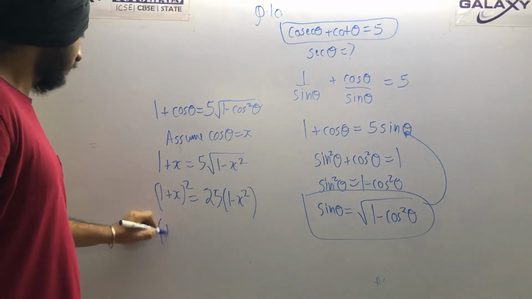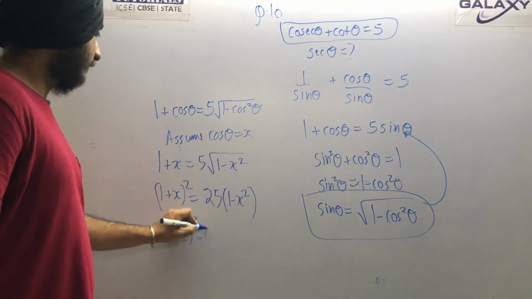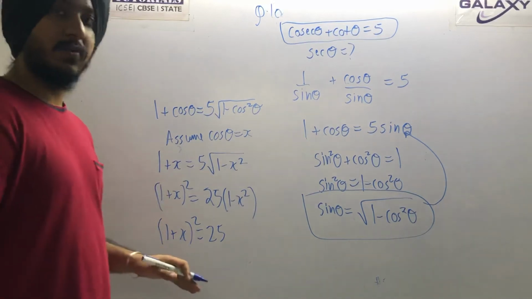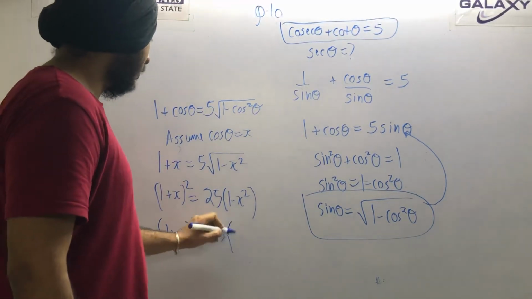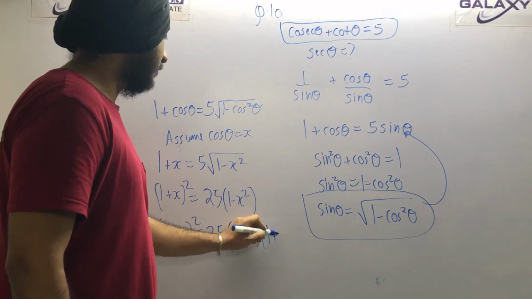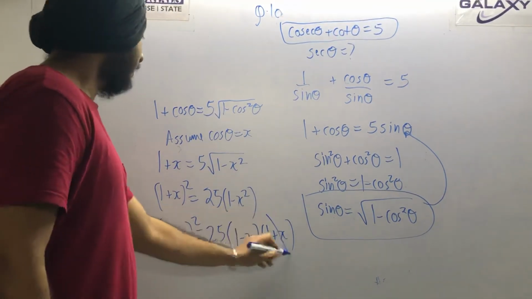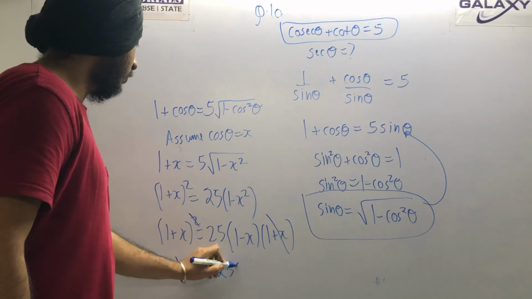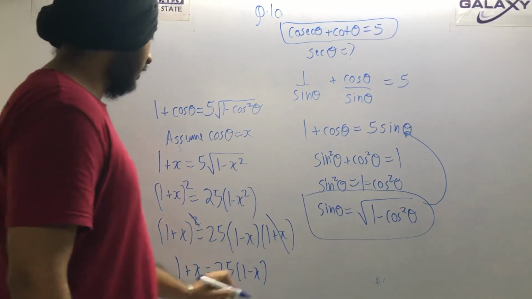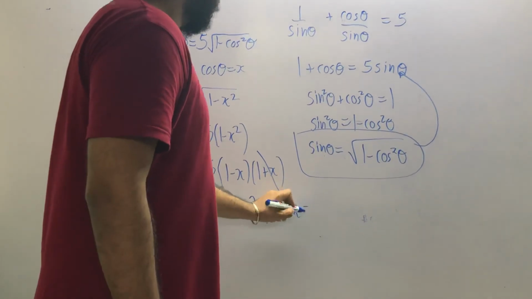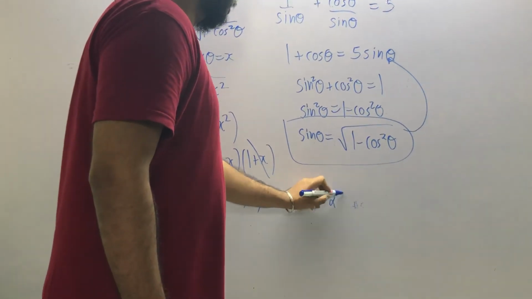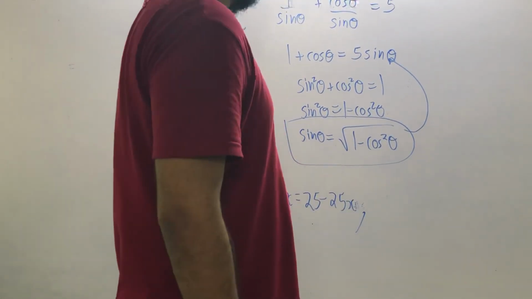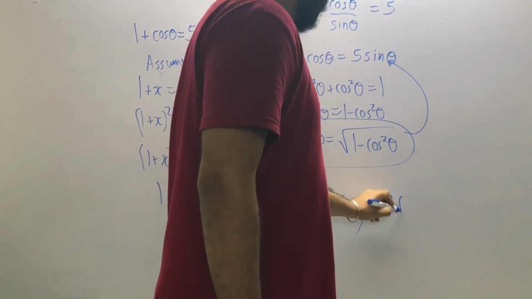Now this one, a square minus b square, 1 minus x square, you can write 1 square minus x square. A square minus b square is a minus b, a plus b. So this will be 1 minus x, 1 plus x. You can cancel 1 plus x and the square from here. So 1 plus x is equal to 25 into 1 minus x. Okay, so 1 plus x is equal to 25 minus 25x. So from this one you can write 26x.